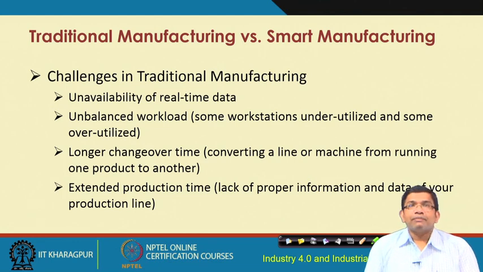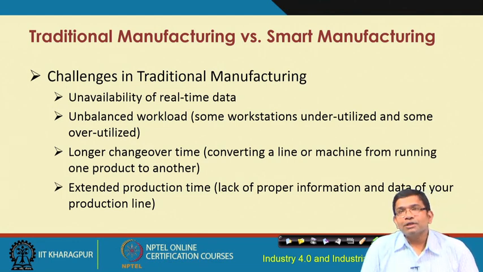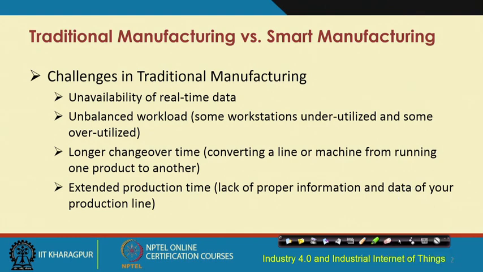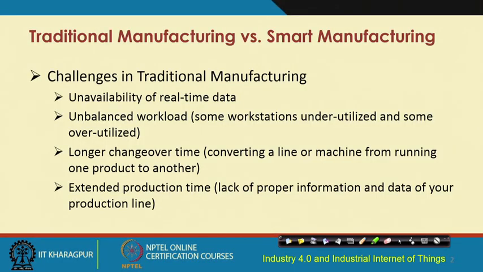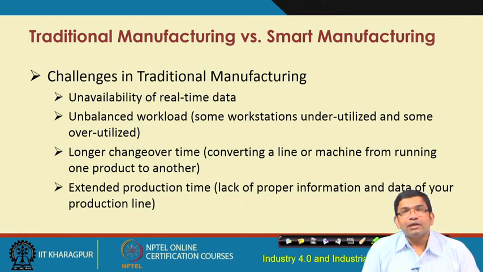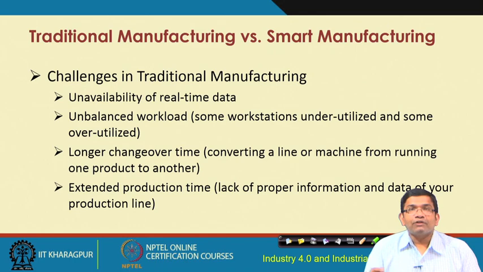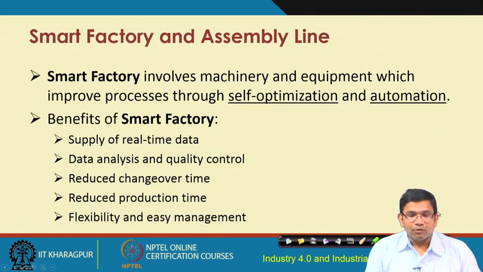The other challenge with traditional manufacturing was that the production time itself used to be much more extended. This is because of lack of proper information and data of the production line. So, all of these different challenges, the four different challenges that I have just mentioned, could be overcome with smart manufacturing solutions. Smart manufacturing, smart factories, are factories which integrate IIoT solutions to transform them to be smart. So, smart factories, smart manufacturing is what we are going to talk about over here.